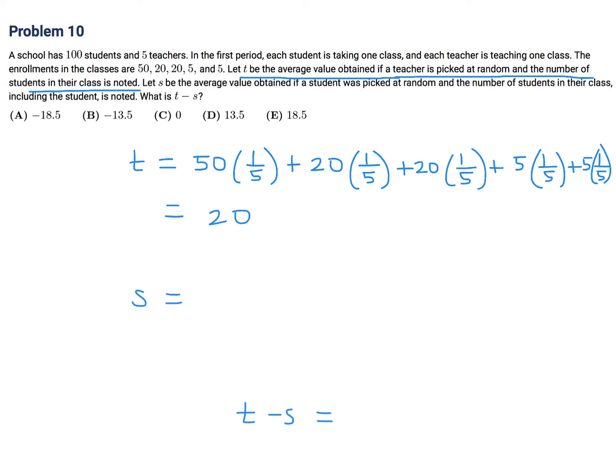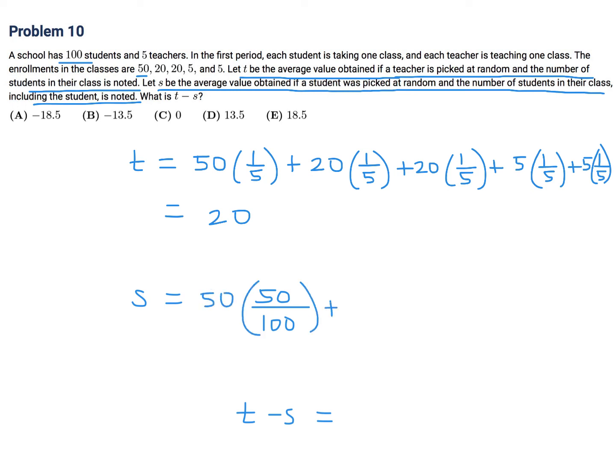S is a little bit different. S is defined as the average value obtained if a student is picked at random and the number of students in the class, including the student, is noted. Okay, so let's choose a student, and that student is from that first class. Well, the probability of being from that first class is 50 out of the total number of students, which is 100. And then the number of students in that class is 50. Same thing, if we choose a student from the second class, the probability of being from that class is 20 out of 100, and the number of students in that class is 20.